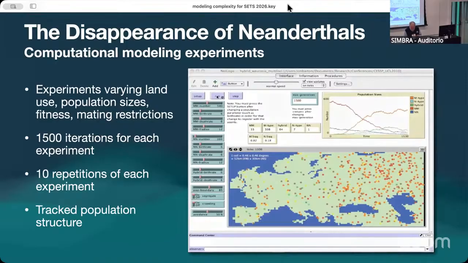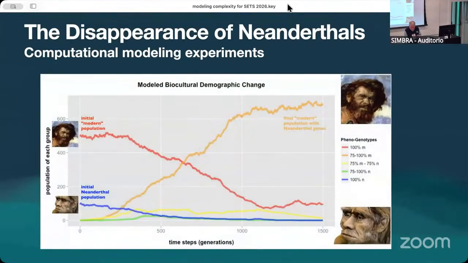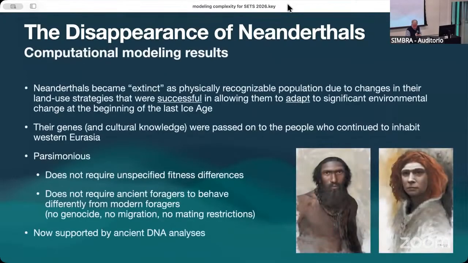It continues on. And this just gives you an idea of the bigger picture of the graph. They're gone, but actually, these guys are gone too. It's only these people. Those are the ones that survived. Those are our ancestors for those of us who have European heritage. So they became extinct as a distinct population because they were successfully adapting to their environment. But their genes were passed on, and probably their cultural knowledge was passed on. And this actually better fits the archaeological record than all those other speculations.